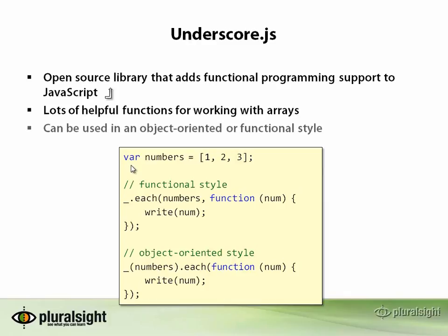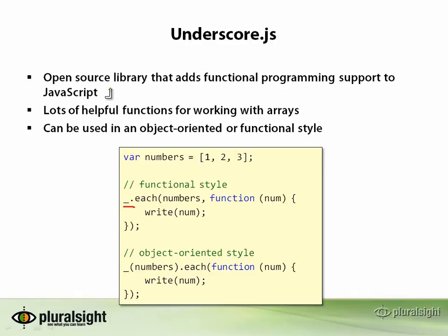Underscore can be used in an object-oriented style or in a functional style, and the decision is really one of personal preference. If we have a look at the example I have here in this page, it's a basic demonstration to show the differences in the style. To begin with, I declare an array containing the numbers 1, 2, and 3. Then I'm using the underscore library and the each function. First, let's try the functional style.